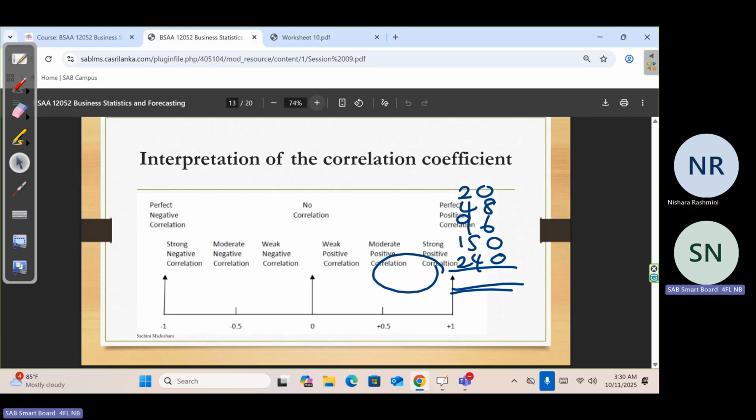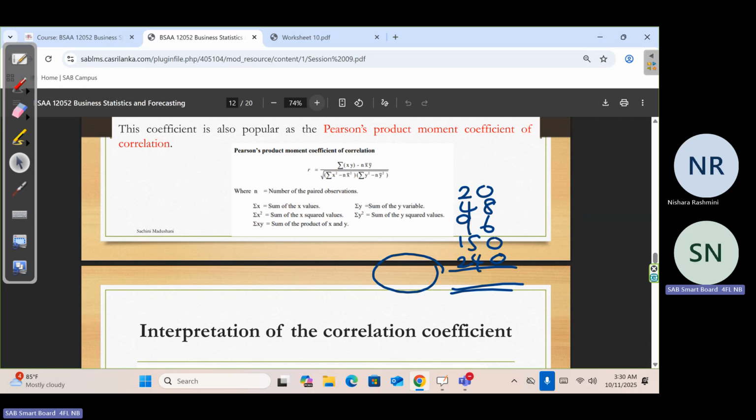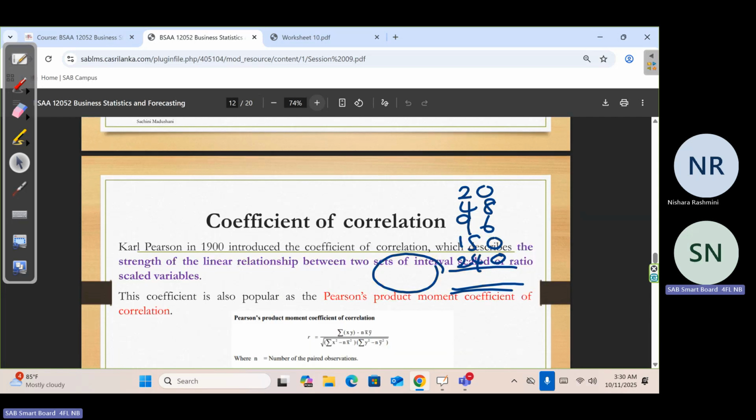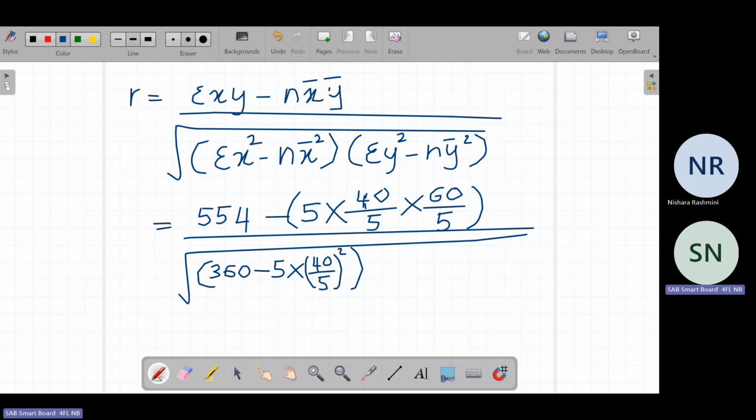I will make a mistake. Put the sigma x square. This is the value. Only sigma x square. Sorry, I will do this. Not 10 value is there.